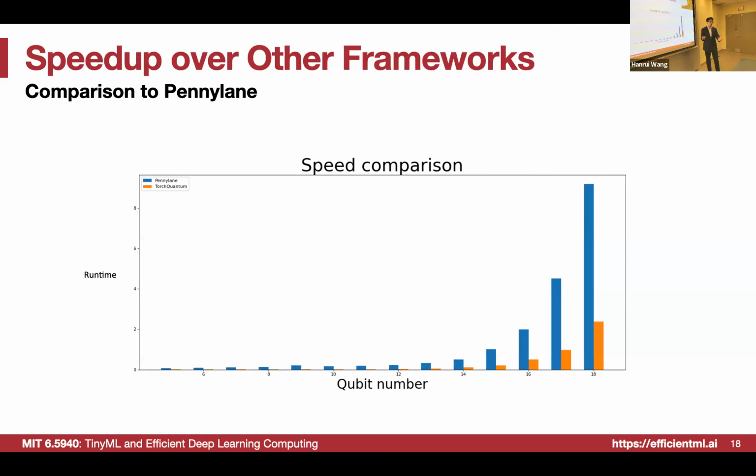In terms of speed, we compared it with the previous frameworks, for example PennyLane, which is developed by another company called Xanadu. Because they don't have support for batch mode processing and GPU processing, we can achieve a much higher speedup compared with PennyLane in blue, and we have this in brown. And the speedup is even larger when we have a large number of qubits.